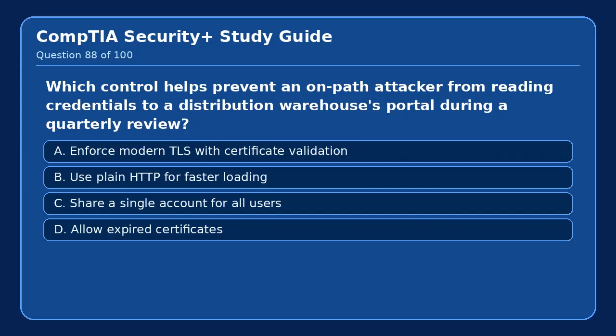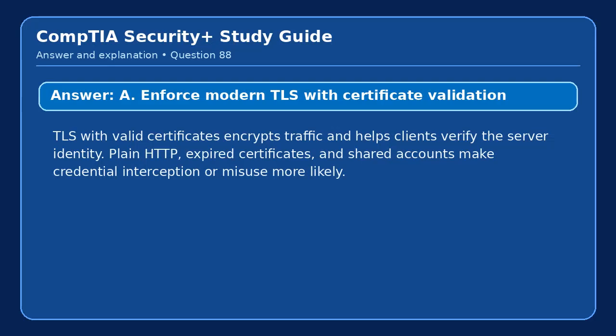Question 91. A user at a school district joins a fake Wi-Fi network imitating the office SSID. Which attack is most likely during a pilot deployment? A. Logic bomb. B. Blue team exercise. C. Evil twin. D. Directory traversal. Take a moment to choose your answer.